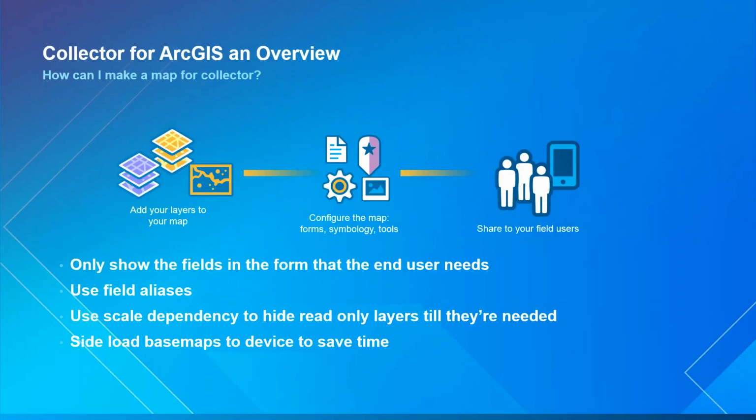Only showing the fields in the form that the end user needs. Okay, so we've created these online layers, these feature services. We put those into the map. What you want to do is turn off the fields in the data set that the end user does not need.